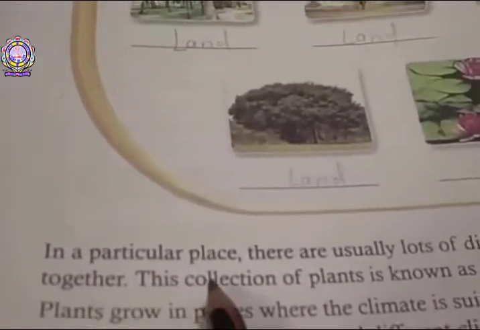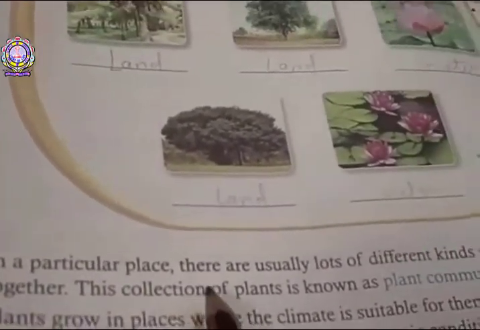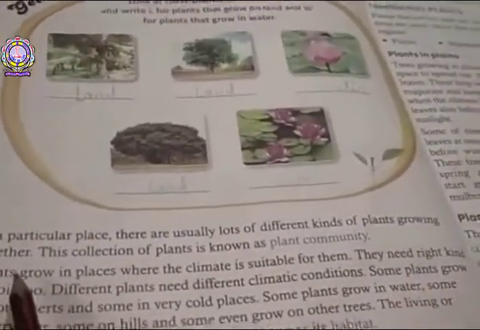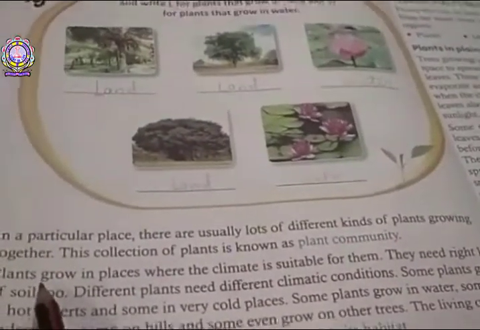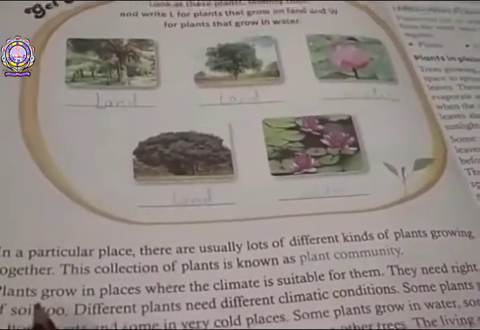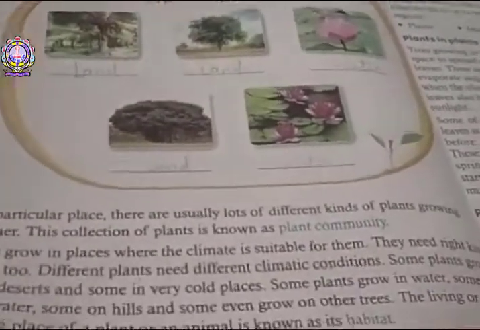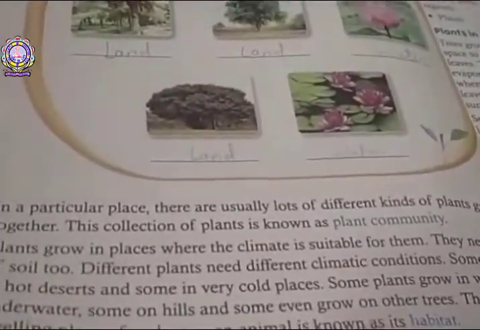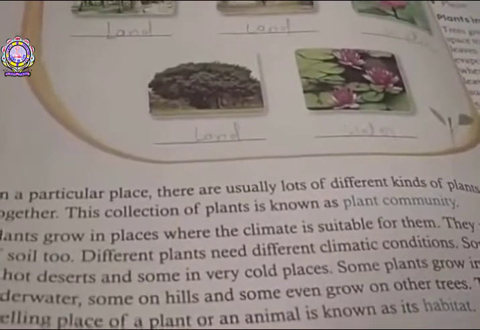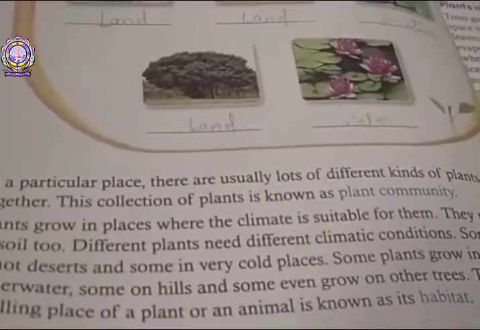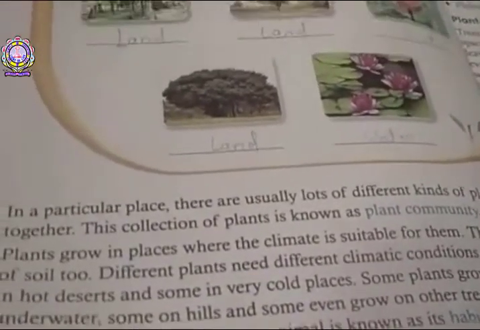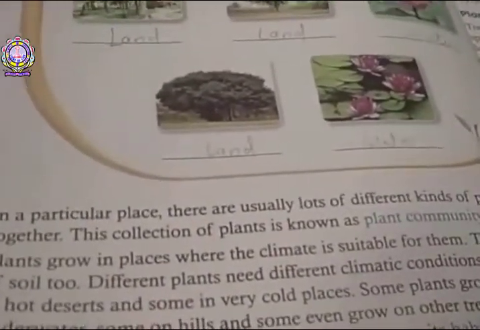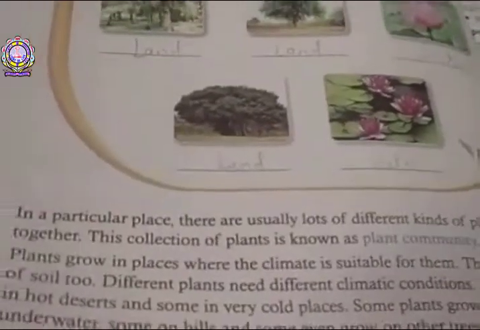In a particular place, there are usually lots of different kinds of plants growing together. This collection of plants is known as the plants community. Community means a group of anything. It means a group of animals. We can say a group of plants or a group of people. These are called a community. When the plants grow together, it's called a plants community.